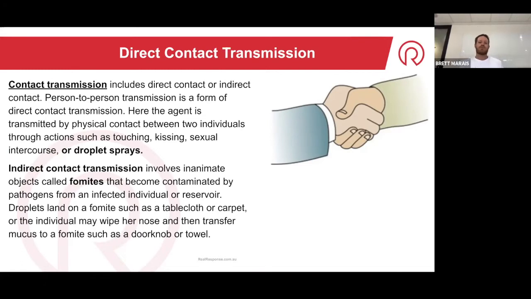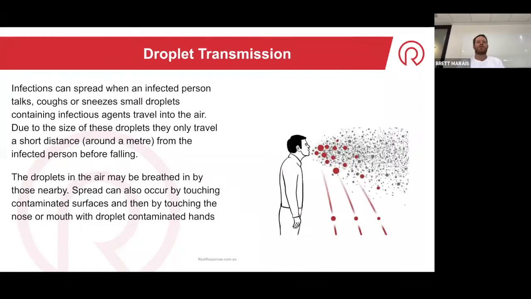Indirect contact transmission involves inanimate objects called fomites that become contaminated by pathogens from an infected individual or reservoir. Droplets land on a fomite such as a tablecloth or carpet, or the individual may wipe her nose and then transfer mucus to a fomite such as a doorknob or towel. The droplet transmission, which is seen to be the most common form of method for transmitting the COVID-19 disease. Infections can spread when an infected person talks, coughs, or sneezes. Small droplets containing infectious agents travel into the air.